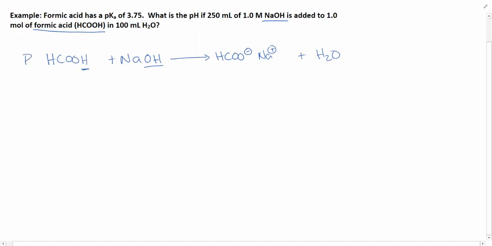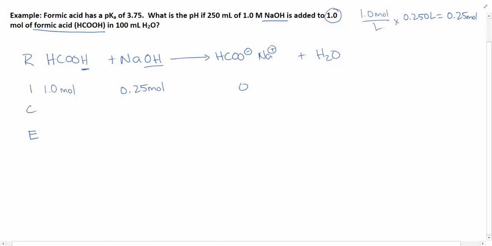If I write out my RICE table, so I have reaction, initial, change, and equilibrium, I'm going to use moles in my ICE table. So I have 1 mole of formic acid, so that's my initial moles here. For sodium hydroxide, I have 1 molar, so that's 1 mole per liter. And I've added 250 milliliters, which is 0.250 liters, so that means I have 0.25 moles of strong base that I've added. So my initial here is 0.25 moles. Our initial conjugate base is 0, and I'm going to ignore water.